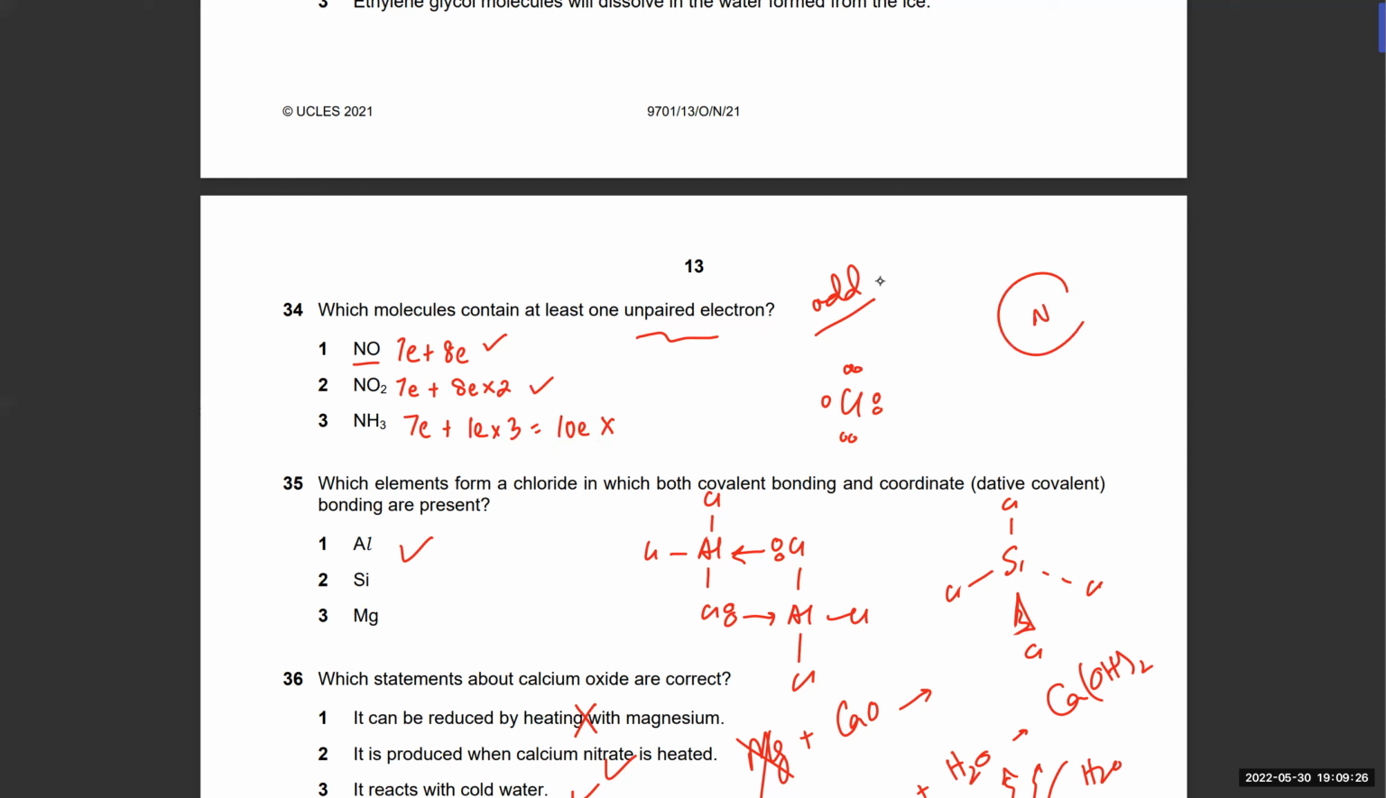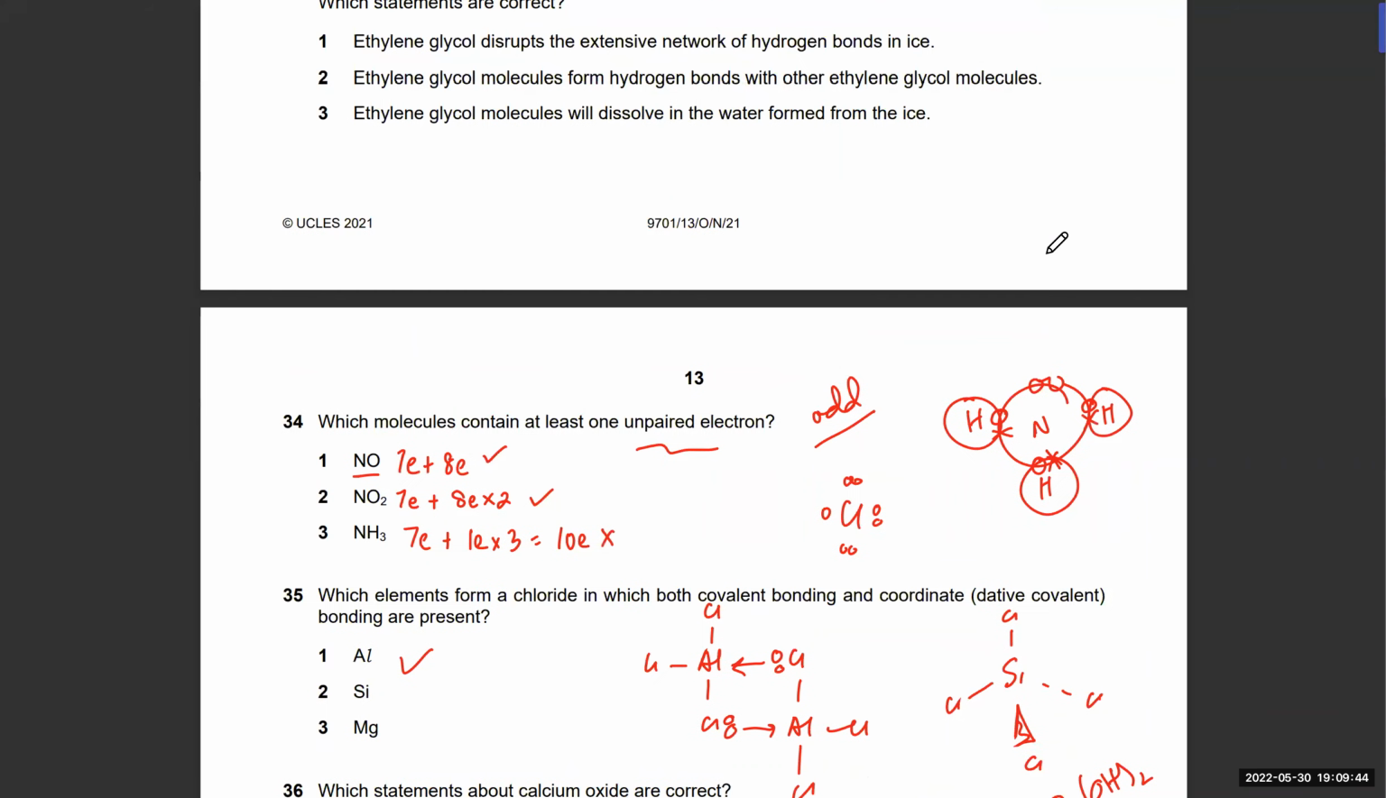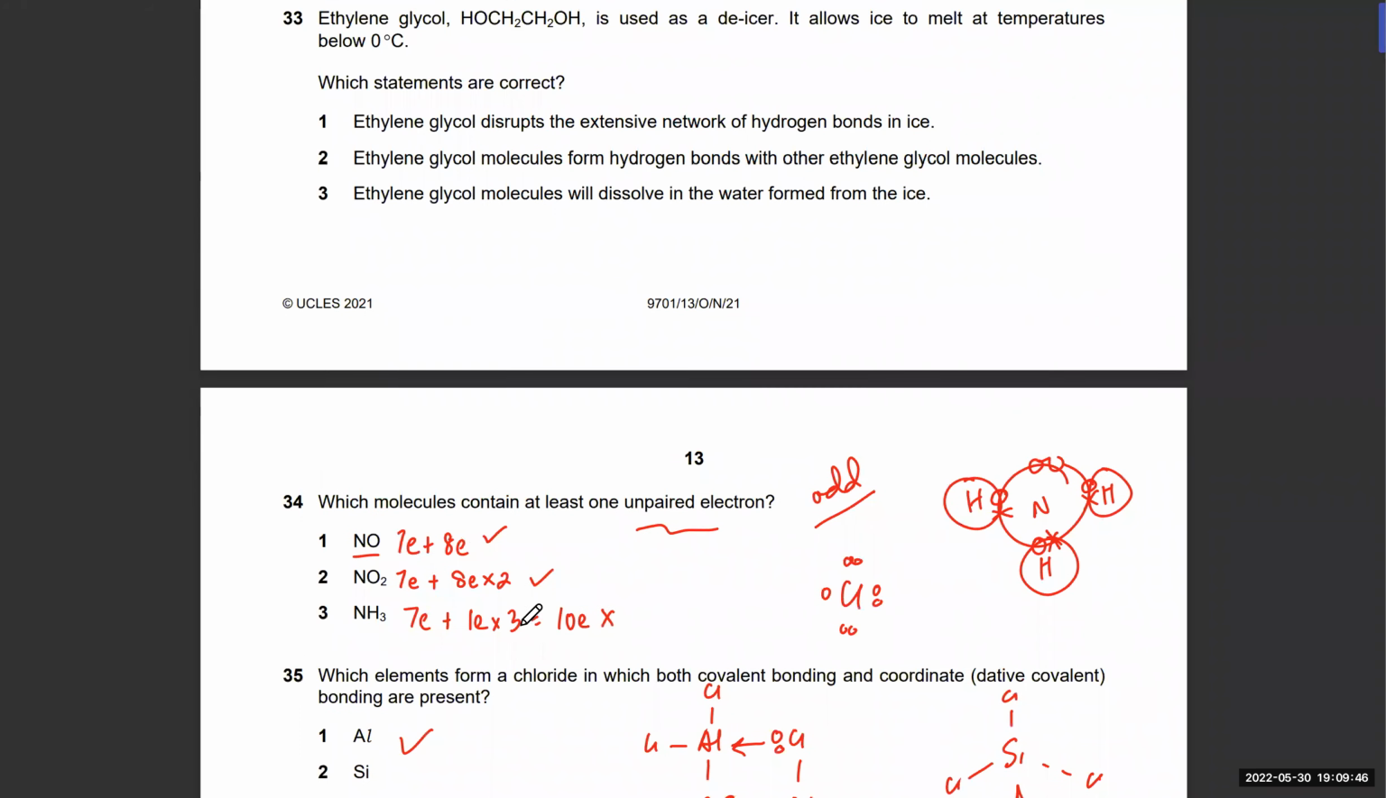So you can even draw the NH3 dot and cross diagram. And when you draw that, N has 5 electrons in its outer shell. All of them are paired. This is a bonding pair, bonding pair, bonding pair, and there's a lone pair. So all of them are paired, so that you don't have an odd number of electrons.